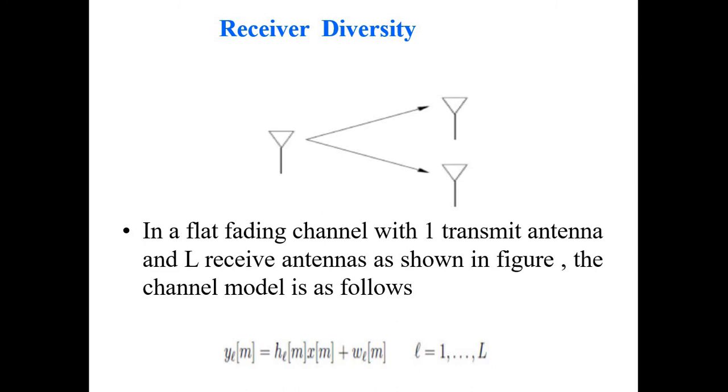Another approach is receiver diversity. This is one kind of diversity where we use L antennas on the receiving side, but one antenna on the transmitting side. This may occur in a scenario where we consider that a flat fading channel exists, with one transmit antenna and L receive antennas.